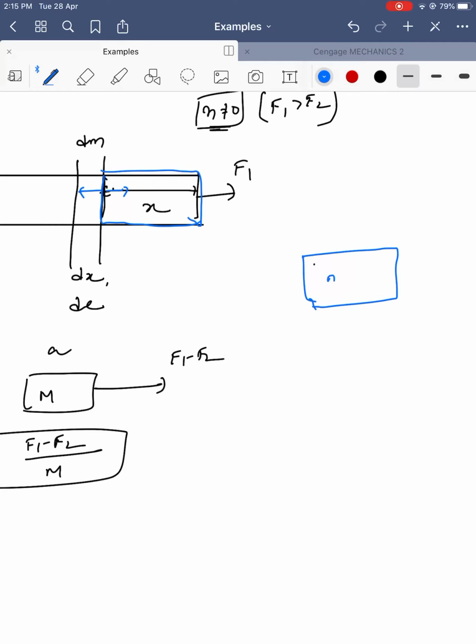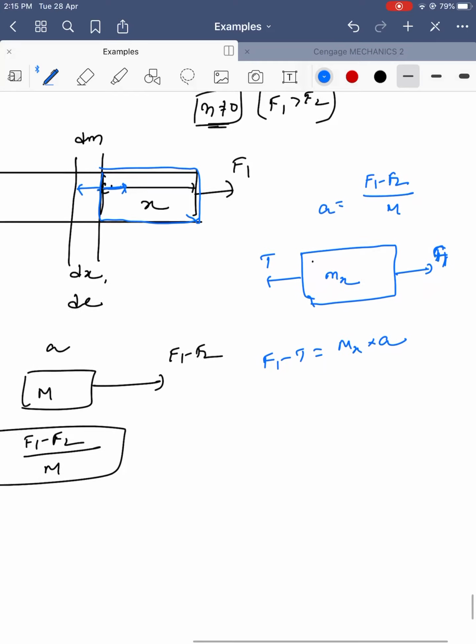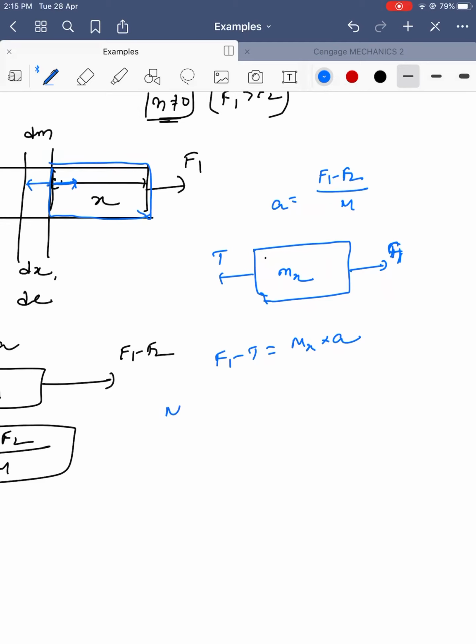What is the mass up to x? mx. We got acceleration A is equal to (F1 minus F2) by m, and here is a force F1. Here is a force at the particular section. I am considering it as T, the tension at that region, and mx. So F1 minus T is equal to mx into A. How to get mx? Mass per length m by L is equal to mx by x. So mx is equal to x into m by L.